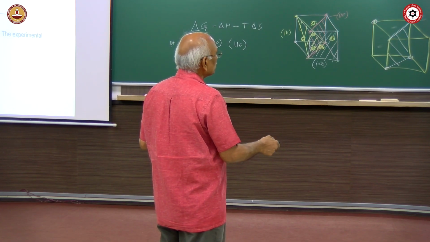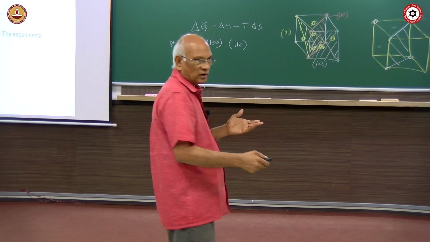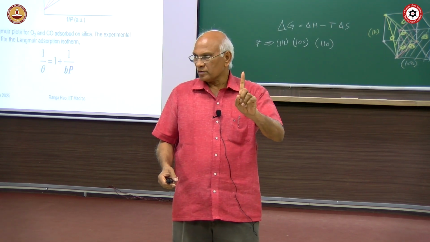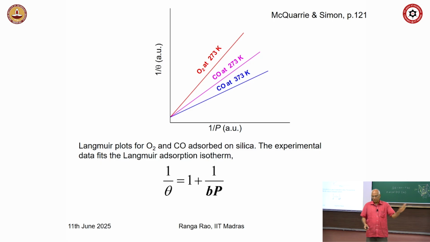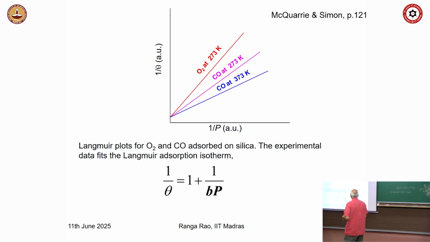So you can plot 1 by p versus 1 by theta for oxygen, carbon monoxide, etc. At different temperatures also one can do the experiment, but the entire experiment should be at the same temperature. Isotherm means the experiment should be done at the same temperature. So this isotherm at 373K, 273K and 273K, if you see, these are all showing straight lines. So this is the intercept, and then the slope will give you 1 by B. From there B can be calculated. So, this is Langmuir isotherm.